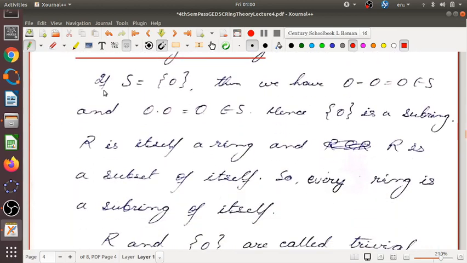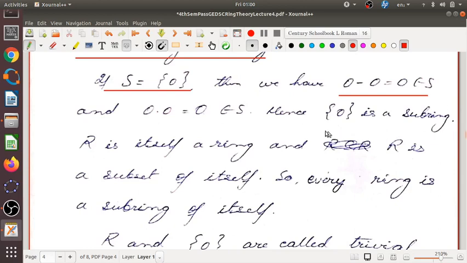Why? Because if we take S equal to the singleton {0}, then we have 0 minus 0 belongs to S. Any two elements taken from S satisfy these properties. If we take any two elements of S, we are ultimately taking two zeros, right? Because 0 is the only element here, 0 minus 0 is 0, it satisfies, and 0 times 0 is 0, which is also inside S.